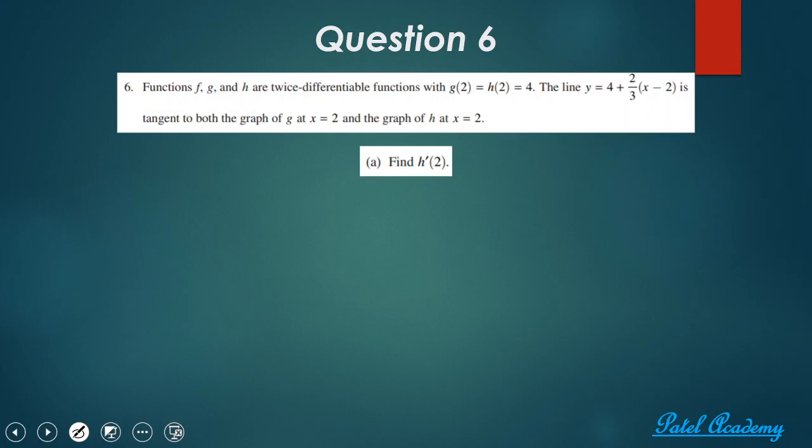Question number 6. The functions f, g, and h are twice differentiable. G at 2 equals h at 2, which equals 4. And then we have a line, which is tangent to both g and h at x equals 2. So find h prime at 2. Well, what is h prime at 2? It's the slope of the tangent, isn't it?